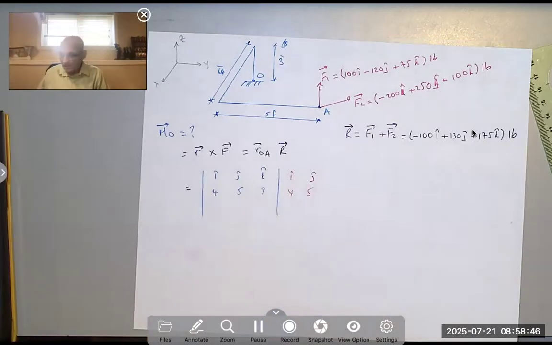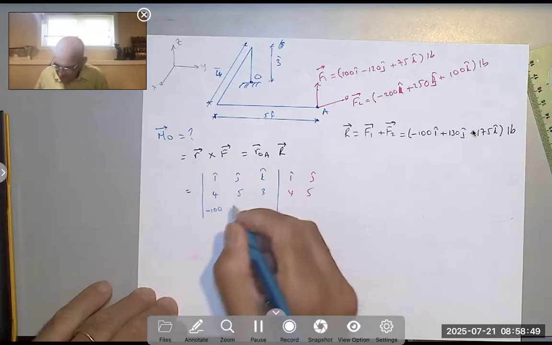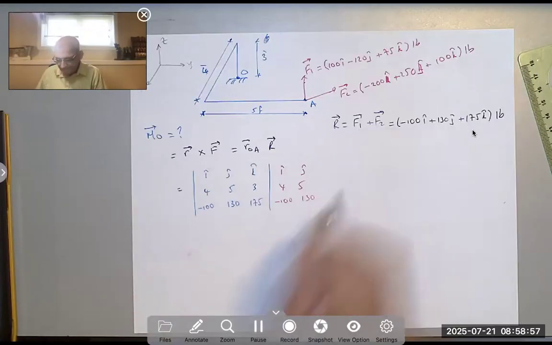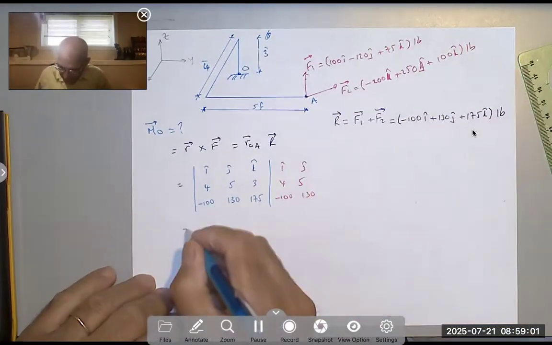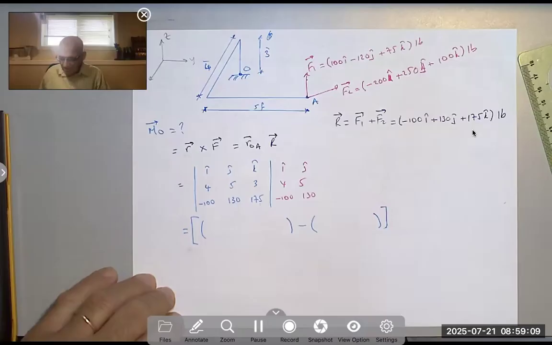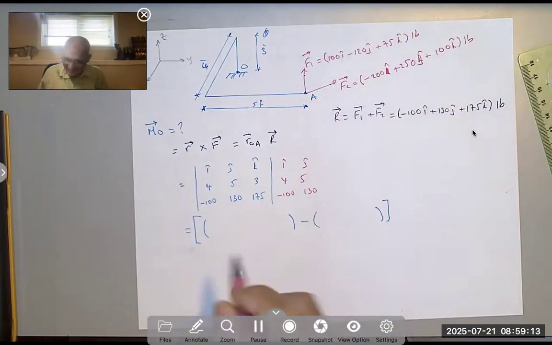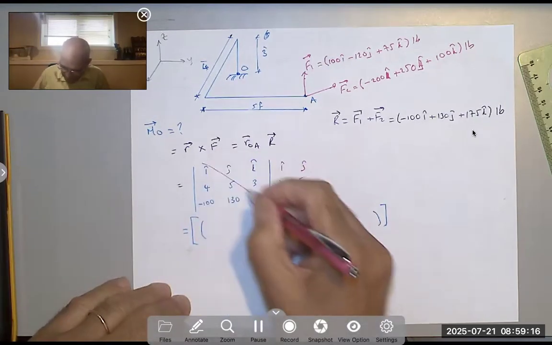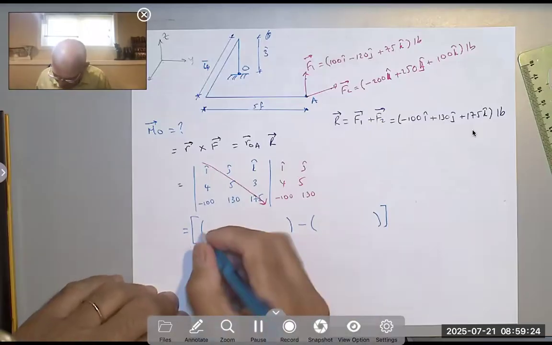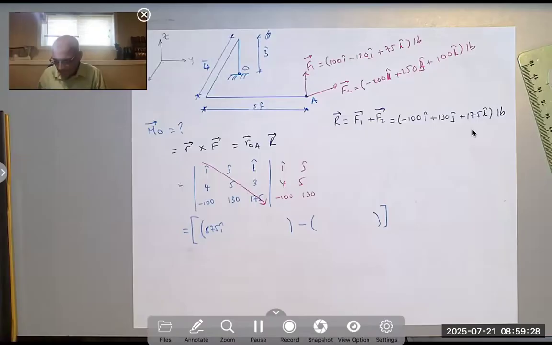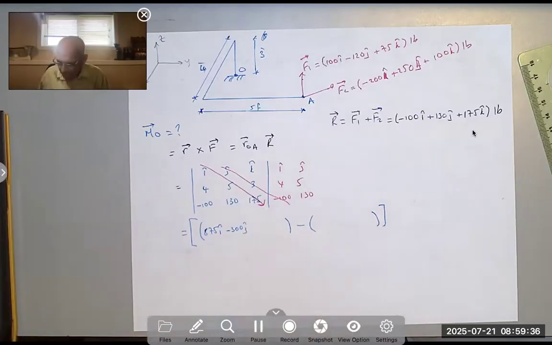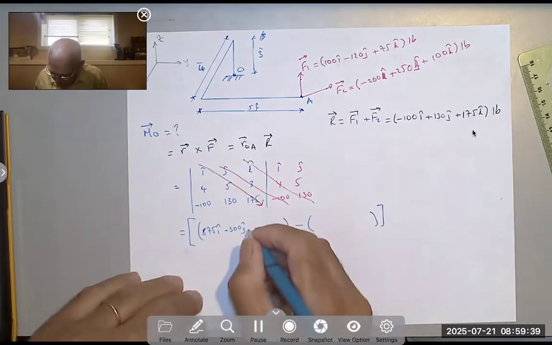4, 5. The forces, I have negative 100, positive 130, positive 175. So the moment equals, I'm going to open two pairs of parentheses with a negative sign in between. Okay, I go in this direction. 5 times 175 is 875I. Negative 100 times 3 is negative 300J. And 4 times 130 is 520, so plus 520K.